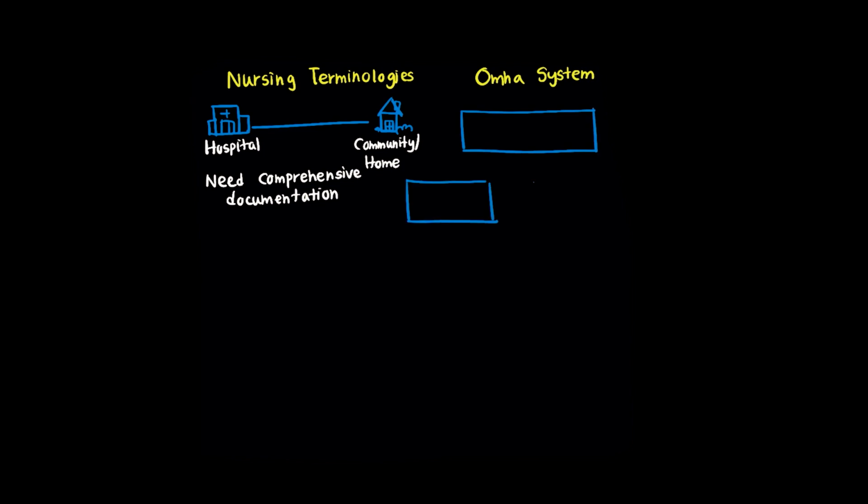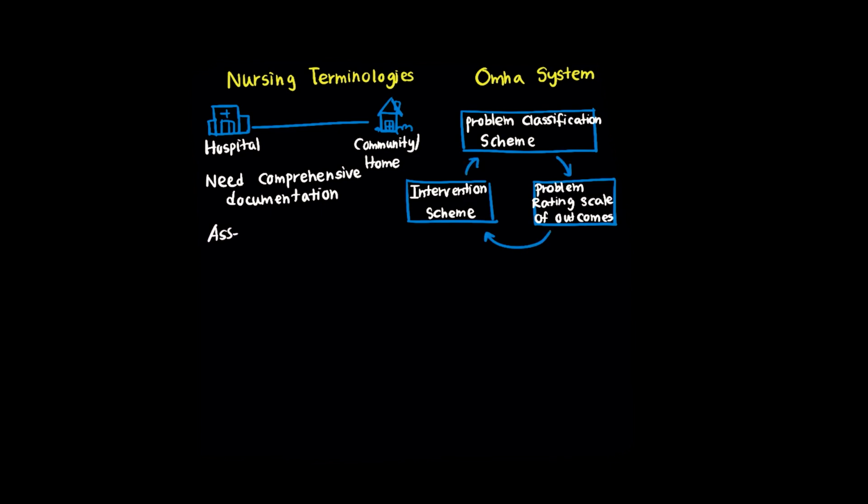The problem classification scheme organizes patient health-related concerns hierarchically. The intervention scheme categorizes nursing actions. And the problem rating scale for outcomes allows you to rate patient status before and after interventions. Think of it as a complete documentation framework from assessment through intervention to outcome measurement.